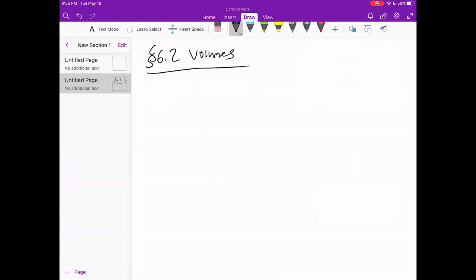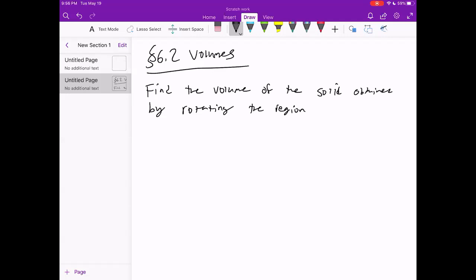Okay, so the first one we're going to do is find the volume of the solid obtained by rotating the region bounded by y equals ln x, y equals 1, y equals 2, x equals 0 about the y-axis.